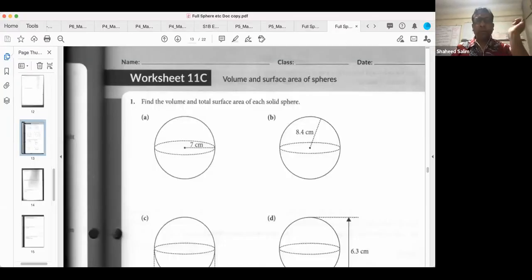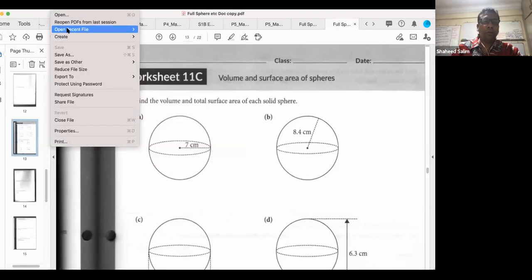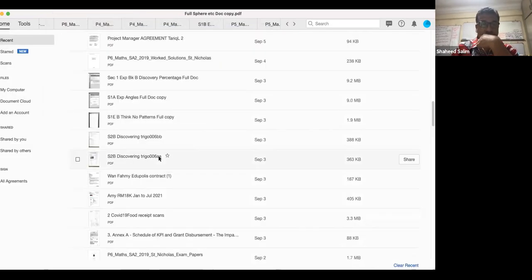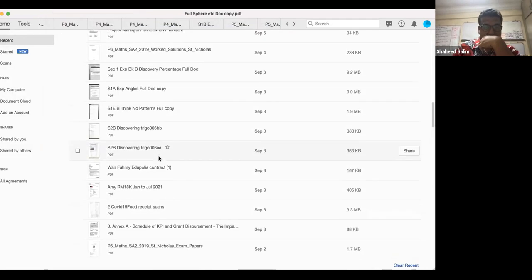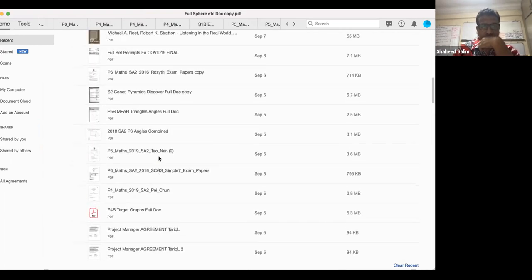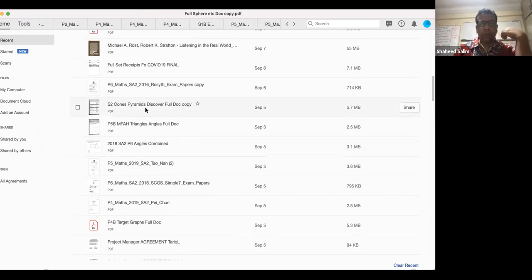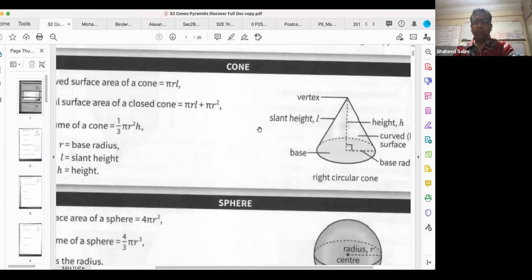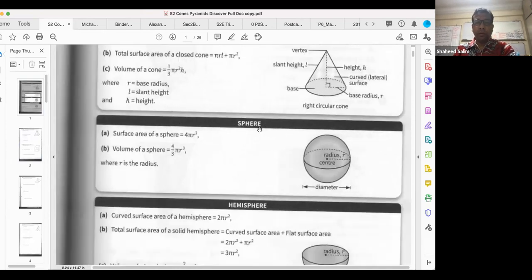Okay, we will do a sphere first. Okay, this is sphere, but I want to show you the notes. Where is it? Cones and, sorry, okay. So you just take note of this. We are going to do sphere here.